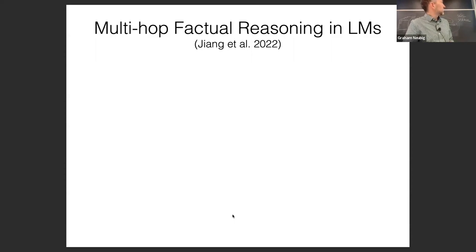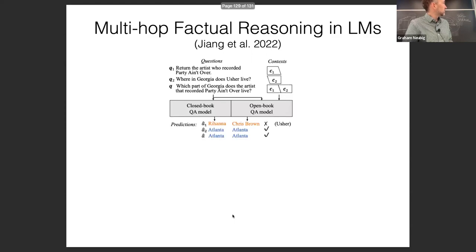Another interesting thing is about multi-hop factual reasoning in language models. This is an examination that we did recently on multi-hop factual reasoning in language models, where we compared both open book language models that have access to retrieval and closed book language models that don't have access to retrieved information.